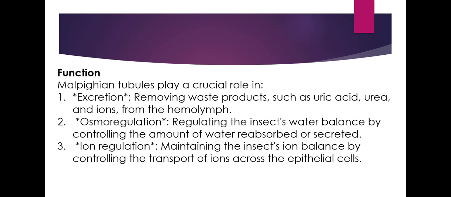Okay, then we are also again looking at the functions, just point by point. Excretion: removing waste products such as uric acid, urea, and ions from the hemolymph. Osmoregulation: regulating the insect's water balance by controlling the amount of water reabsorbed or secreted. Ion regulation: maintaining the insect's ion balance by controlling the transport of ions across the epithelial cells.